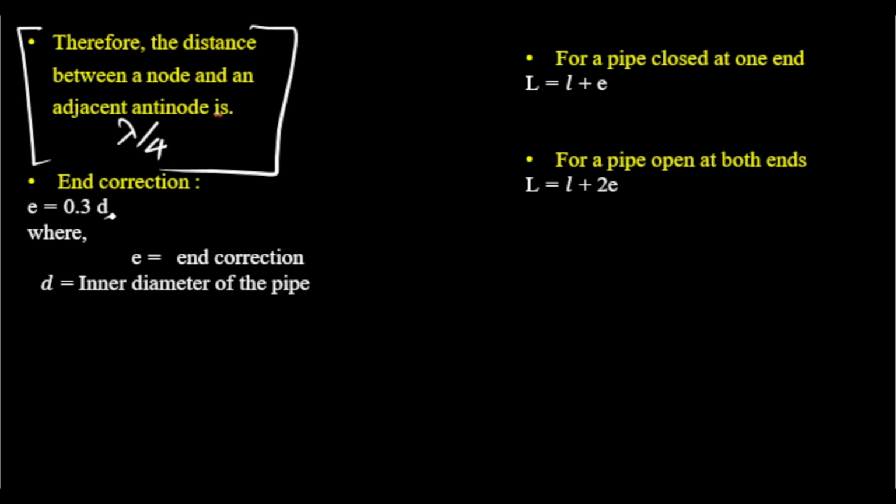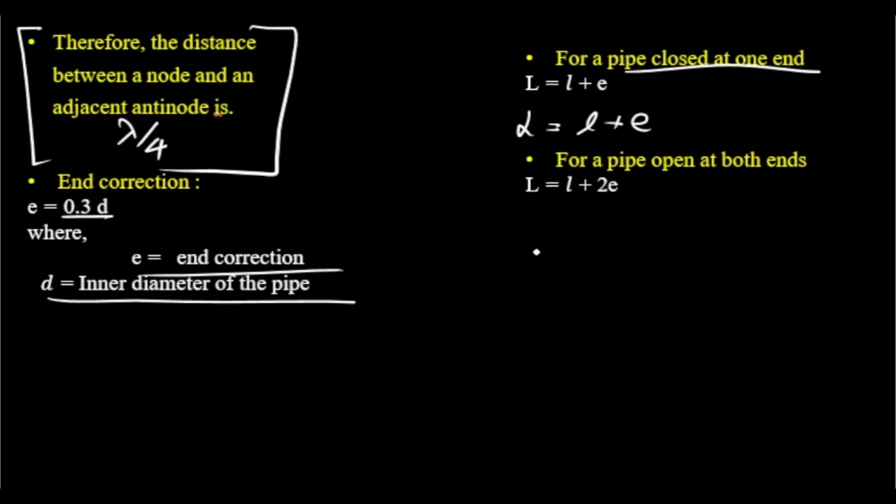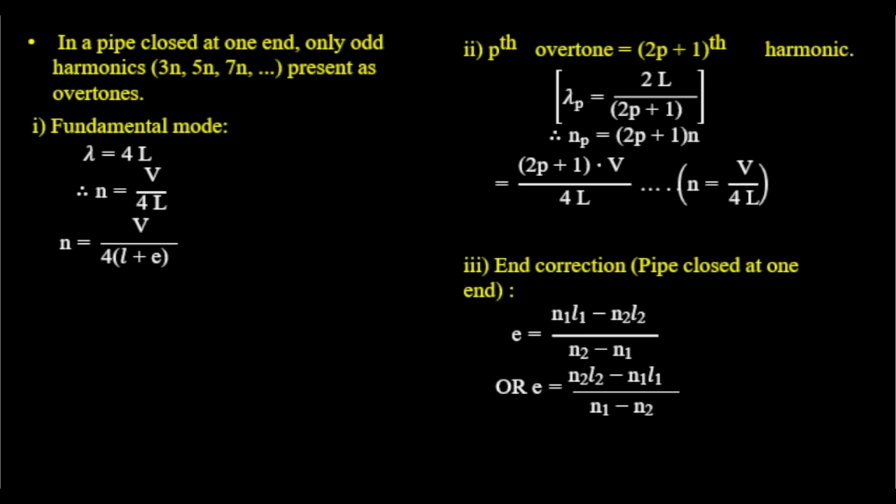End correction is equal to 0.3 into d, where e is the end correction and d is the inner diameter of the pipe. For a pipe closed at one end, L is equal to L plus e. For a pipe open at both ends, L is equal to L plus 2e. Now, in pipes closed at one end, only odd harmonics 3, 5 and 7 are present as overtones. The fundamental mode will be lambda is equal to 4 into L. n is equal to v divided by 4L, or n is equal to v divided by 4(L plus e).